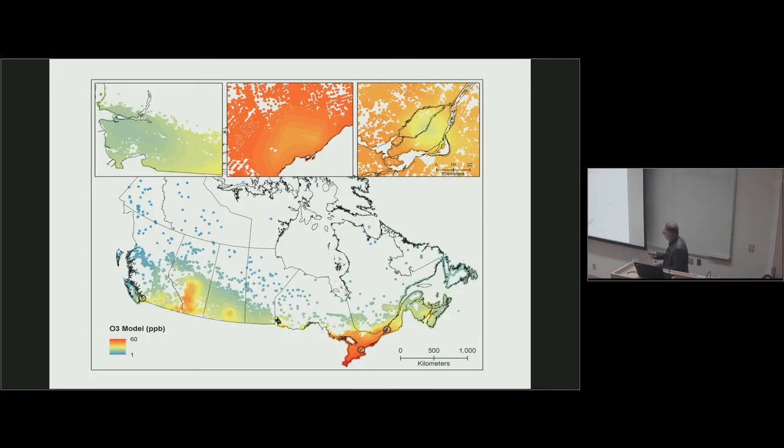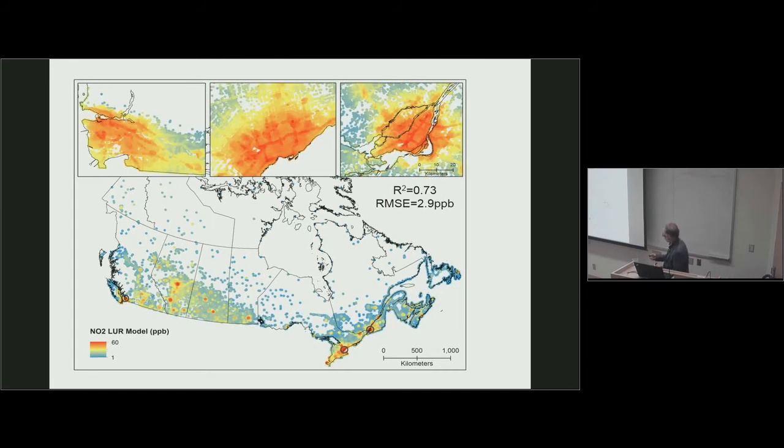This is a map for ground level ozone. So we can see in here that this is the Edmonton, Calgary area. You can see a lot of the refining and industrial activity in that area because of oil, and that is creating higher ozone levels. And you can see this very high area of ozone in Southern Ontario.